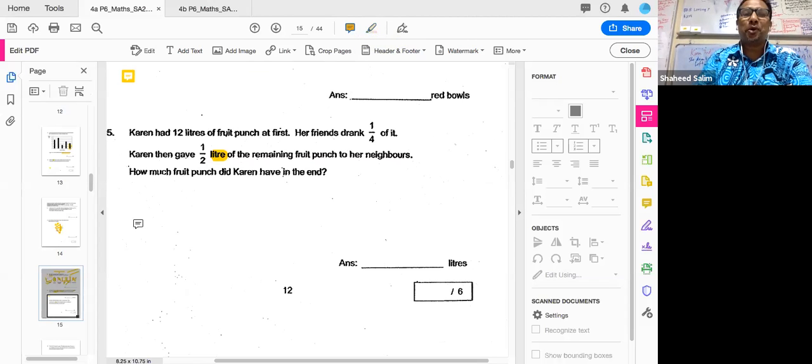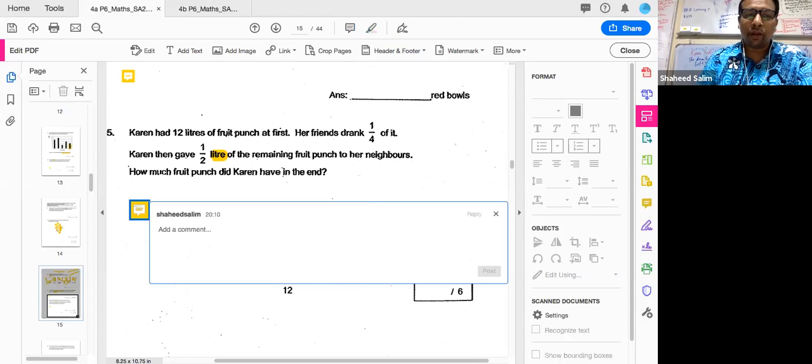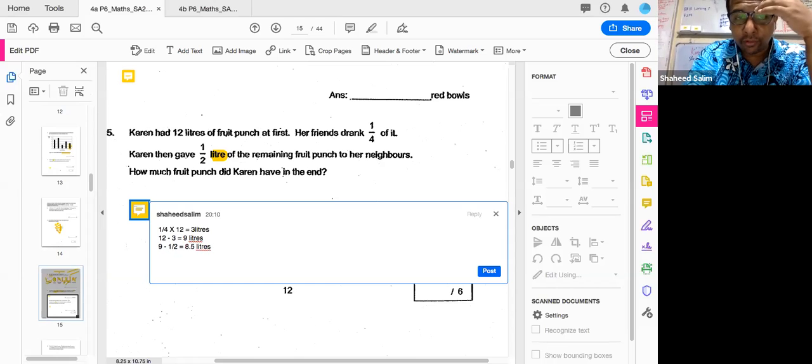Okay. We go through this one first. So now, when she drank 1/4 of it, we find out what is 1/4 times 12. So this is equal to 3 liters. So she drank 3 liters. So what is she left with? Well, 12 minus 3, she's left with 9 liters of fruit punch. And then she gave just half a liter to all her neighbors. So what's the balance? 9 minus half. Zahira, you give me a headache, please. So you minus, you get 8.5. You get it now?